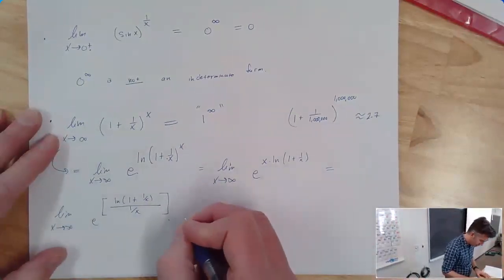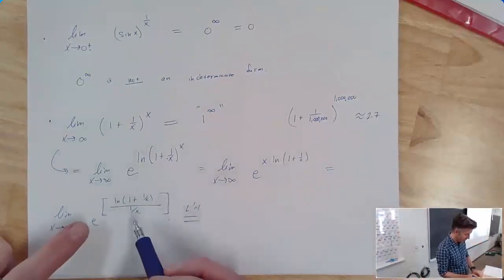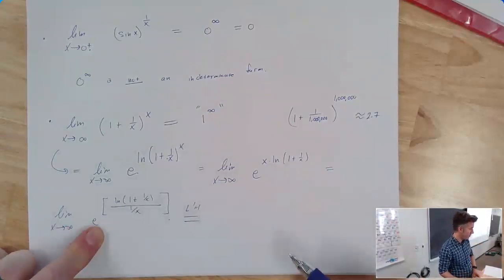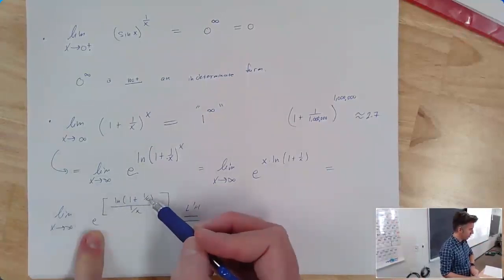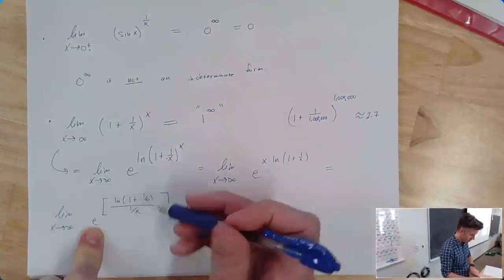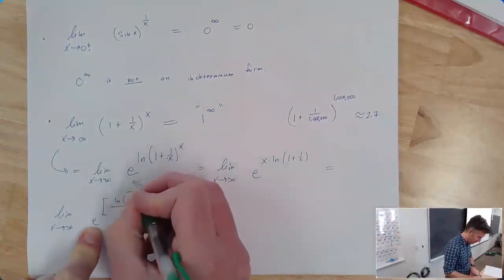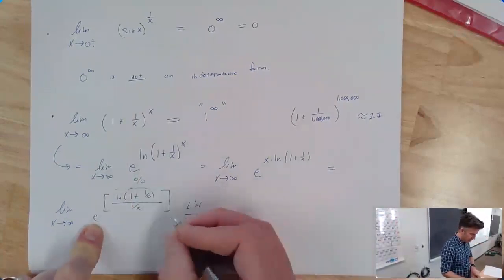So then we're going to actually use L'Hopital's rule because we can. Because now that exponent there is a 0 over 0 form. 1 over infinity goes to 0. 1 plus 0 is 1. Natural log of 1 is 0. And 1 over infinity is 0. So this top part, this exponent here, definitely is a 0 over 0. And now we can use L'Hopital's rule.